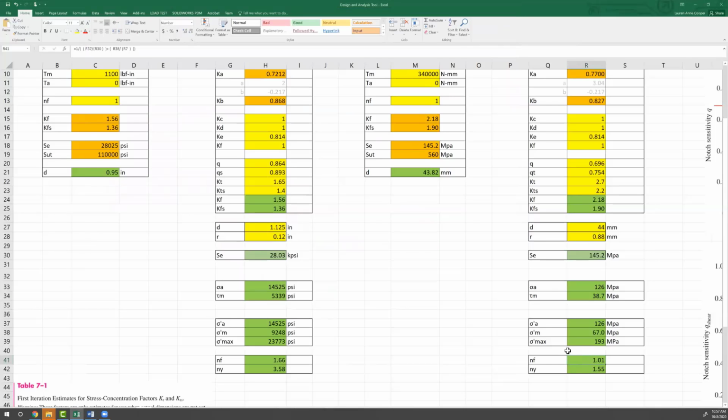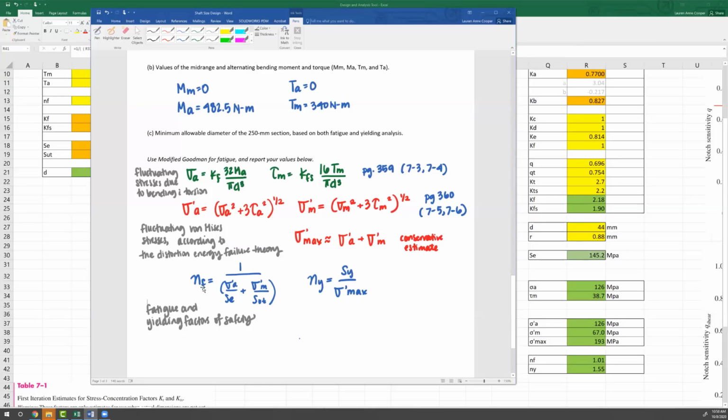So we have a factor of safety of 1.01, which makes sense because we sized this according to a desired factor of safety of 1, and we picked a diameter that was a little bit bigger than the minimum required from equation 7-8. And then for the yielding, it's a little bit easier. It's just the yield strength divided by sigma prime max, so 1.55.